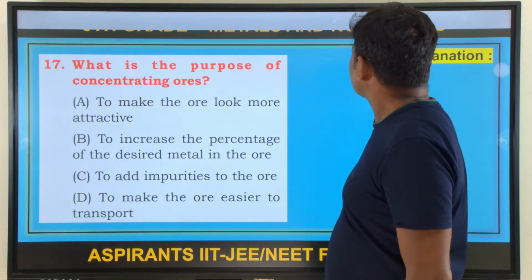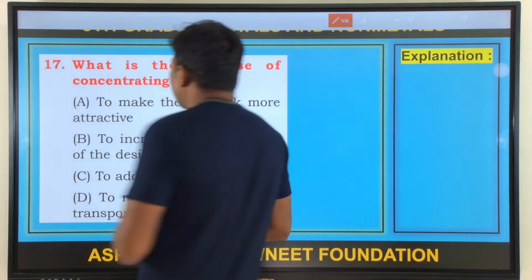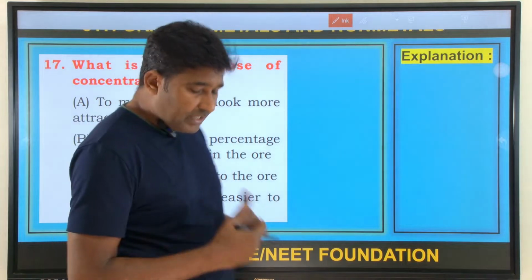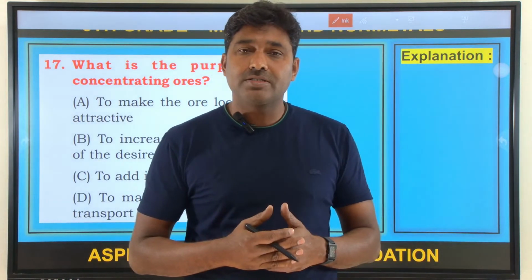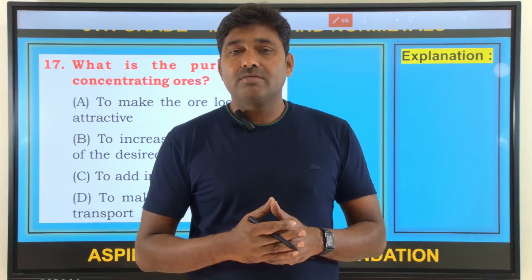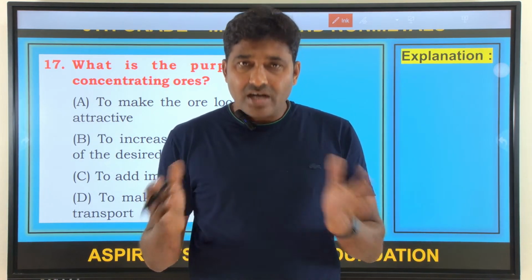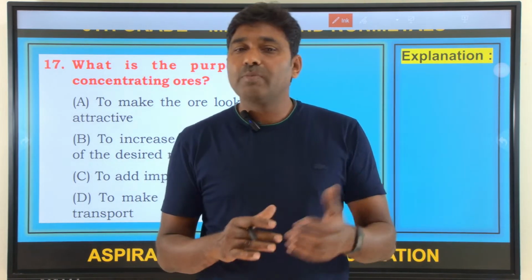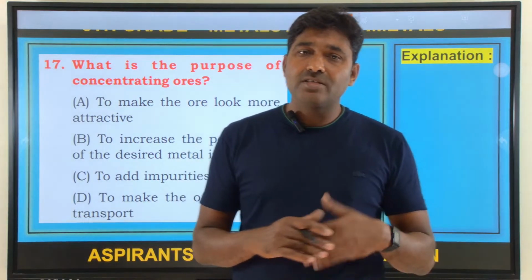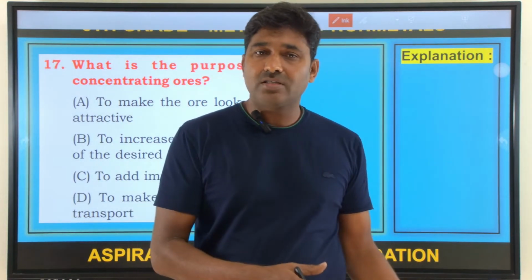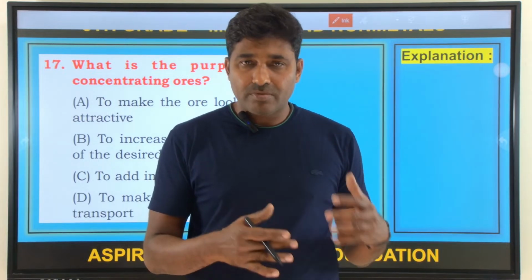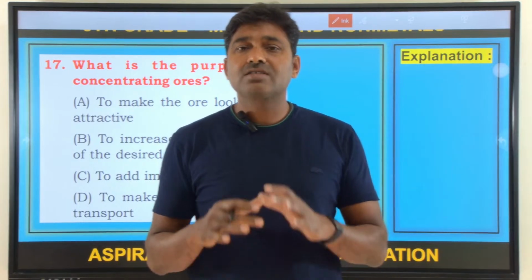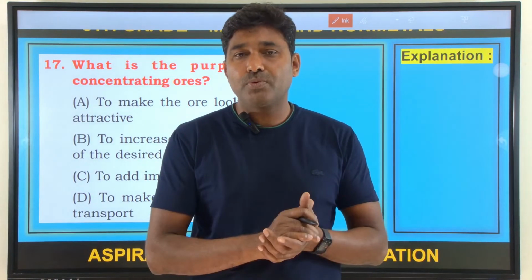Next, the 17th question. What is the purpose of concentrating the ores? Generally, we know metals are very active, very reactive elements. They react with whatever elements are available in the surroundings and form compounds. Generally, the main source of metals is the earth's crust. From the earth's crust we dig out their compounds, and from those compounds we extract the metals. So metals always occur in the form of their compounds.